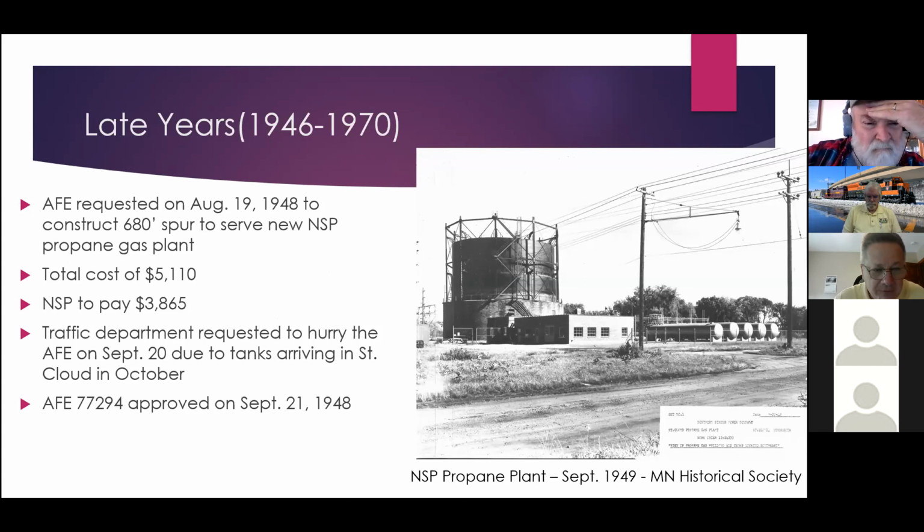So they approved the AFE on the 21st. Again, this takes a little time to go through, but the traffic department requested them to hurry it up because all those propane tanks you see here were going to be arriving by rail in October. And so they needed the spur in to be able to bring in the equipment to build the plant. And so this shows the facility about a year later. The old tank was still there, but there's a series of new ones. And this building was the propane plant.